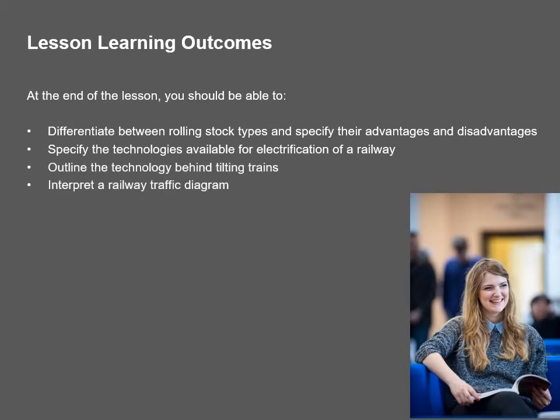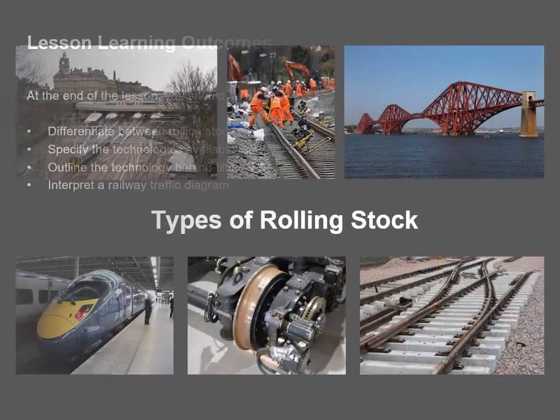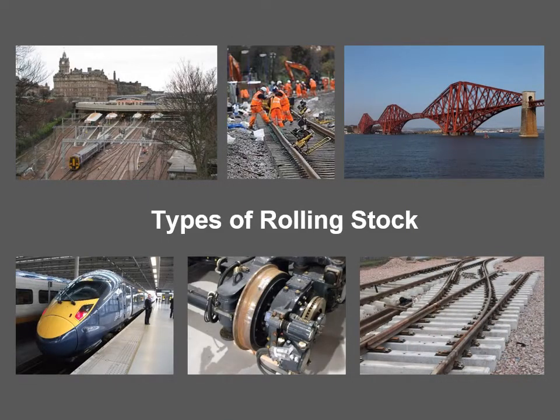So by the end of this lesson, you should be able to differentiate between the rolling stock types and specify their advantages and disadvantages. You should be able to specify the technologies available for electrification of a railway. You should also be able to outline the technology behind tilting trains and be able to interpret a railway traffic diagram. So we'll start off by looking at the types of rolling stock.